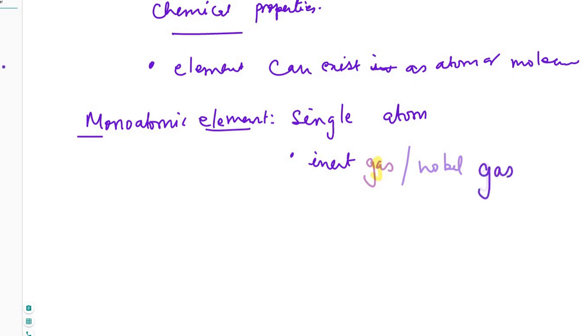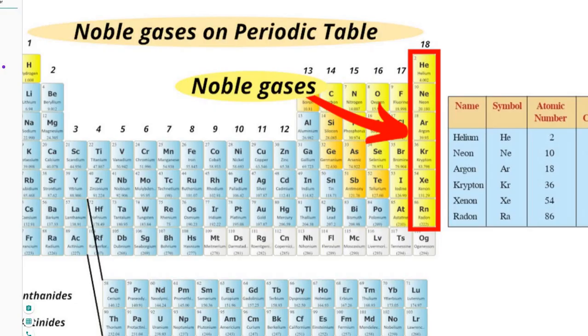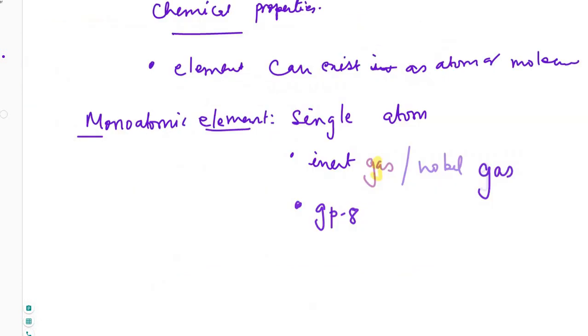So where are these present? They are present in group 8, which you can see in the periodic table. They are located at this position, which is here. This is in the new periodic table, called group number 18, which has helium, neon, argon, krypton, xenon, and radon. So these are the noble gases. These are always present as monoatomic elements. So this is the first part.